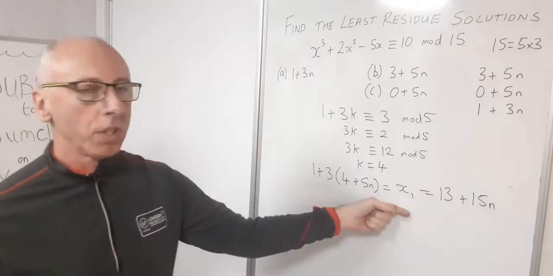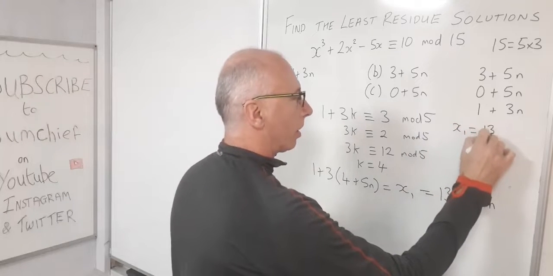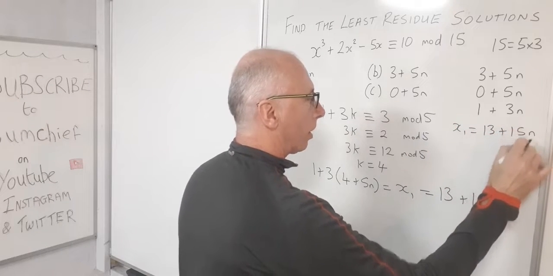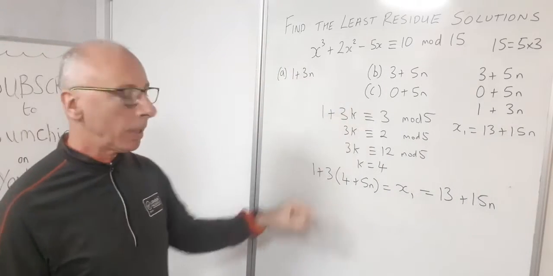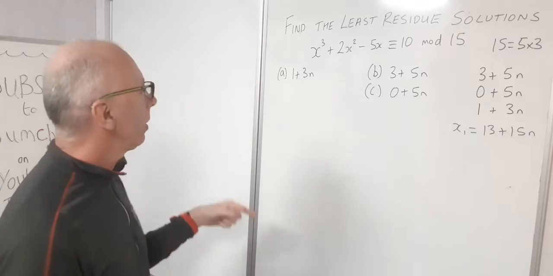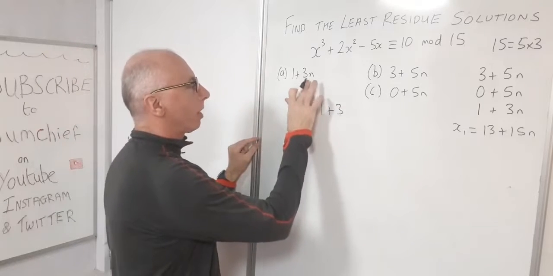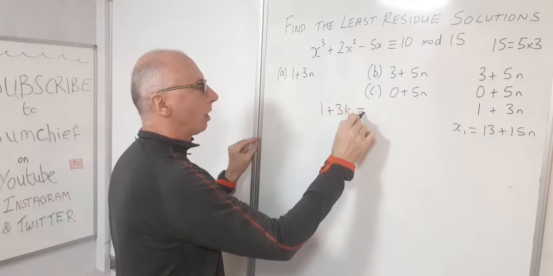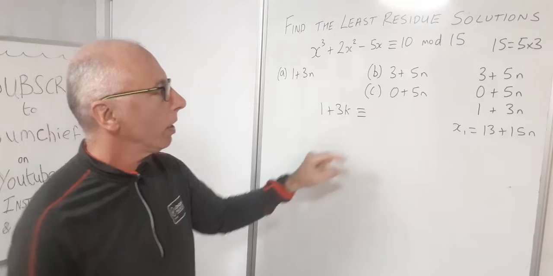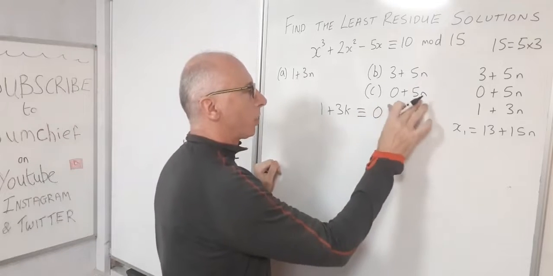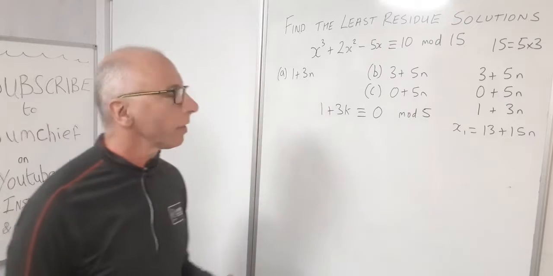Okay, so that's my first solution. So let's write this up on here. Okay, right, let's clear the board and try A and C combined. As we did before, 1 plus 3 times k, switching my variable, congruent, this time to my 0, and that's modulus 5. So I need to solve for k modulus 5.